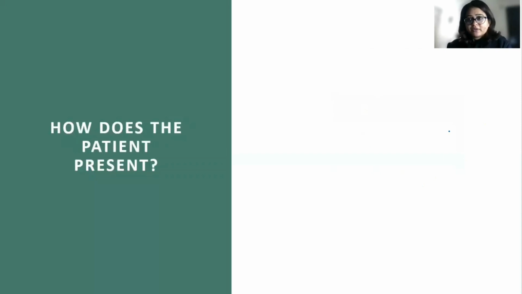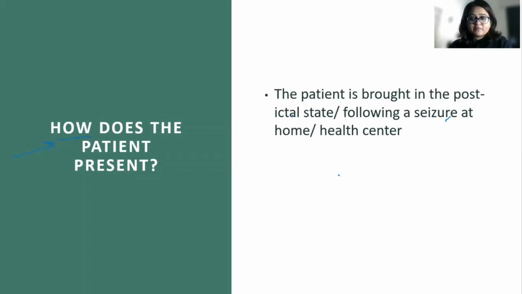Now, there are two scenarios which a patient can present with in the labor room. One is the patient is brought in the post-ictal state. She's had a seizure at home or wherever she's being referred from, and she's brought to us in a post-ictal state following a seizure at home or a health center. And this is a common scenario.